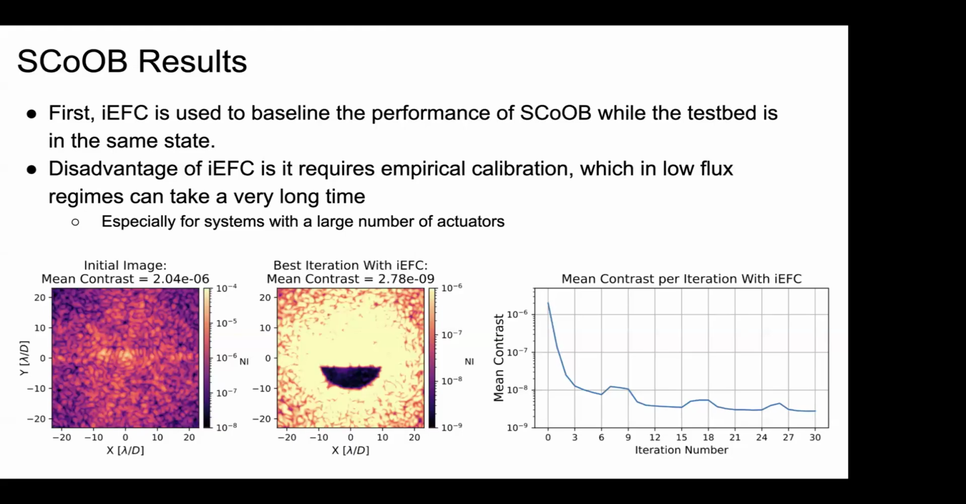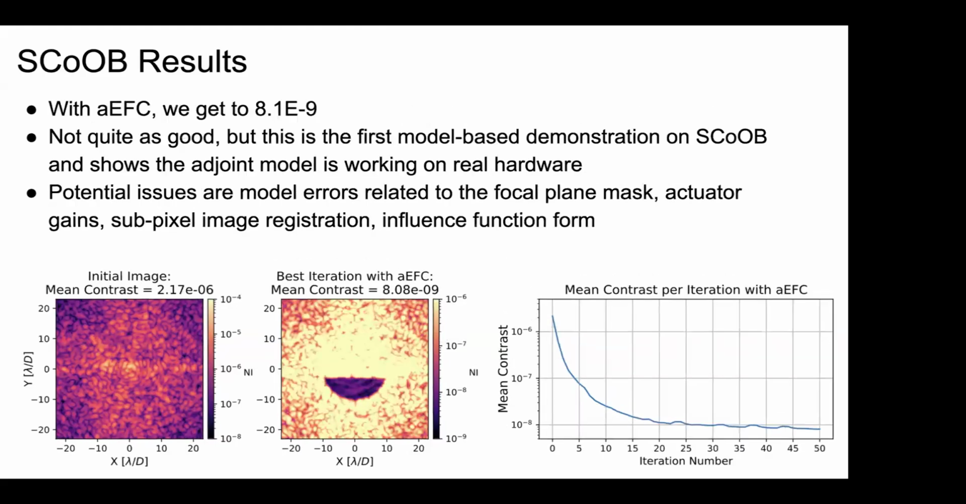But anyway, at least on SCoOB, iEFC has been the best performing algorithm to date. So we use this to define our known best contrast. With this, at least in monochromatic light, we're able to consistently get to around 2.5 times 10 to the minus 9 contrast within 30 iterations. And then with aEFC, we still converge, and it's converging down to below 10 to the minus 8 contrast. In this case, we got a best of 8.1 times 10 to the minus 9, which is not quite as good as the iEFC test, but it at least shows the adjoint model is working on real hardware.